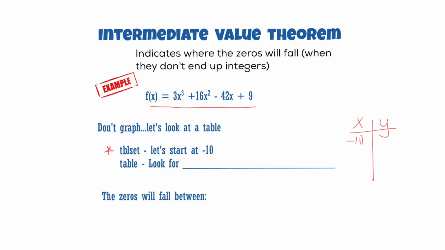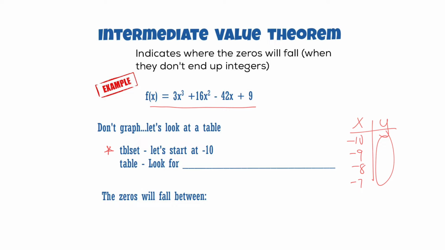And then the next number is delta table, which means the change. It's the increment. What do you want to go up by? I'm just going to go up by 1s. That's typically the standard. So then my table is ultimately going to look like this, and then it's going to have all the y values. So once you set up your table, you go to second graph, which is the table.